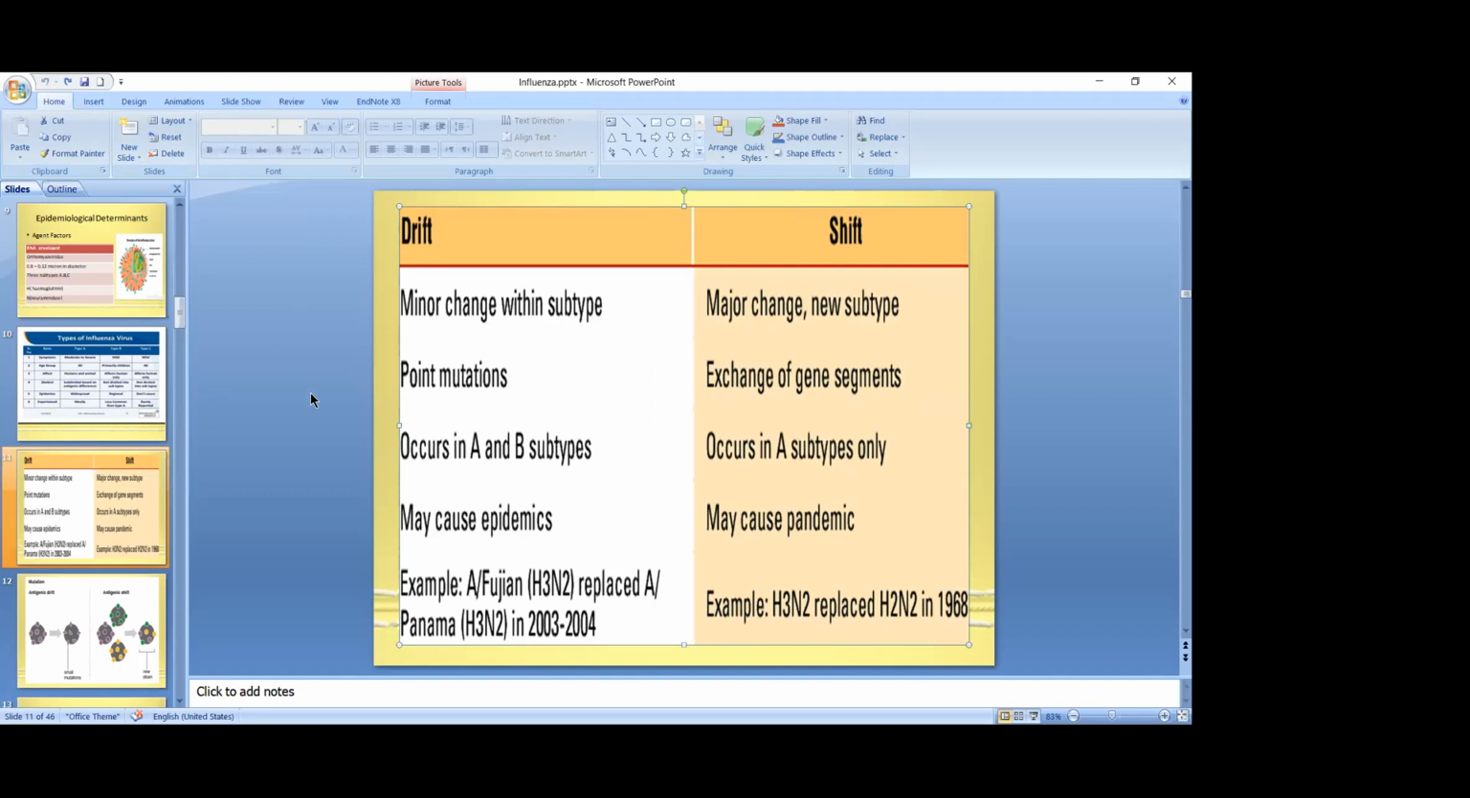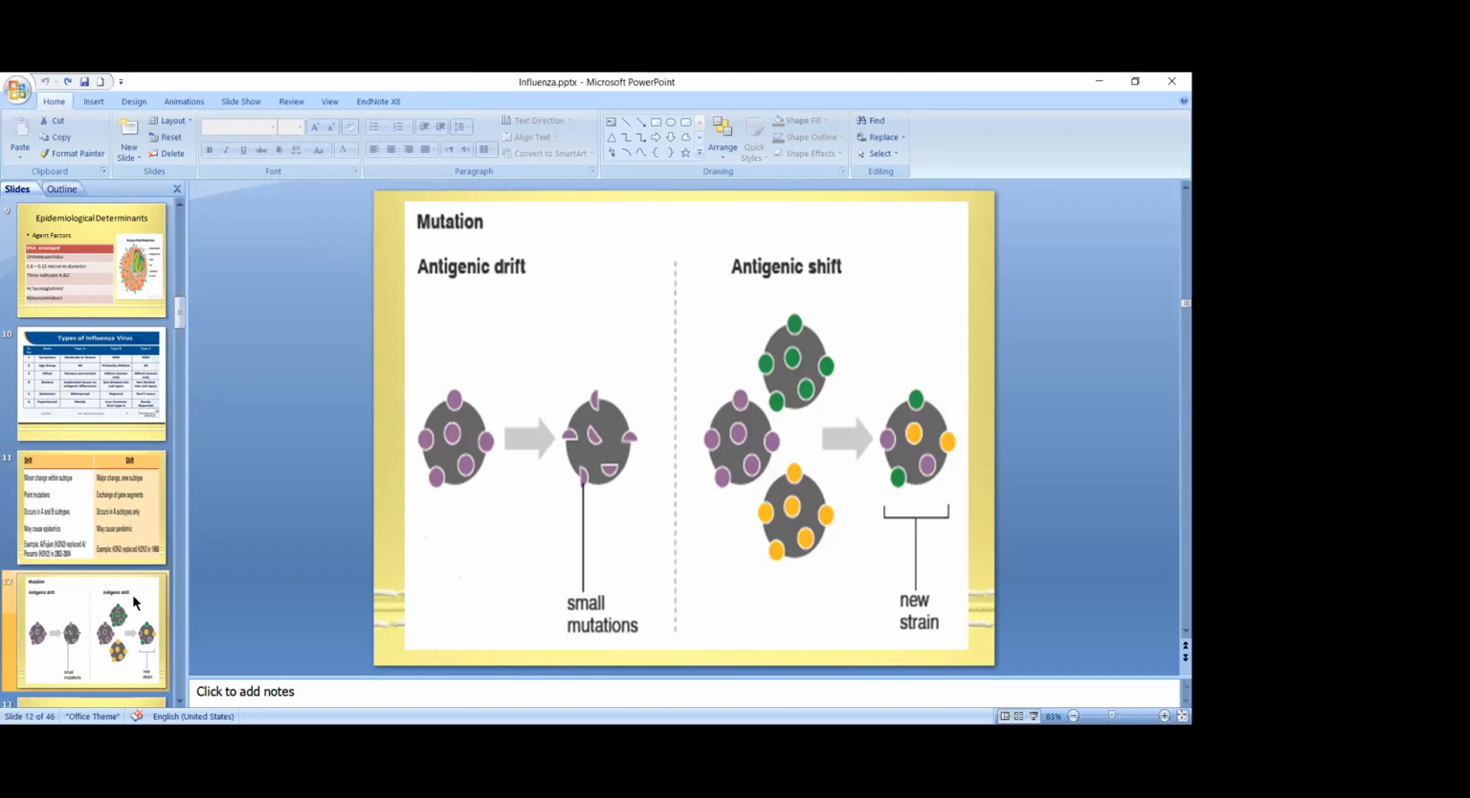This is an example, and you can see that in the antigenic shift, there is a total replacement of the strain of virus: H3N2 is replaced by H2N2. And in antigenic drift, there is a minor change. In antigenic drift, there are only small mutations which occur in the type of virus, and in antigenic shift, there is a formation of a new strain.